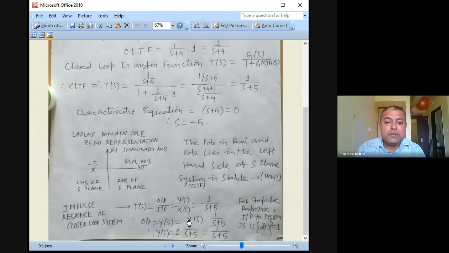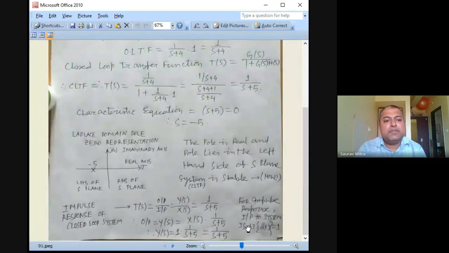So Y(s) is equal to X(s) into 1 by (s+5), where X(s) is the Laplace transform of the input. Now what input am I giving? I'm asking you to find the impulse response, so you substitute X(s) as the Laplace transform of delta(t), which is equal to 1. So Y(s) is 1 into 1 by (s+5), equal to 1 by (s+5). If you have pen and paper, just write down one thing: the impulse response of a system is equal to its transfer function.